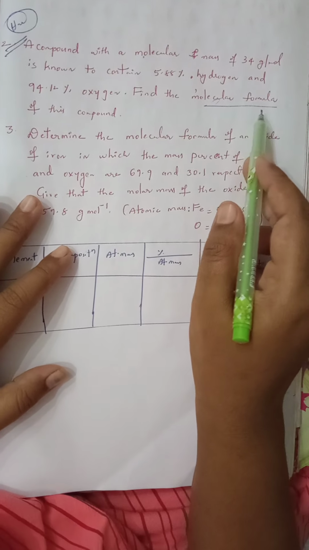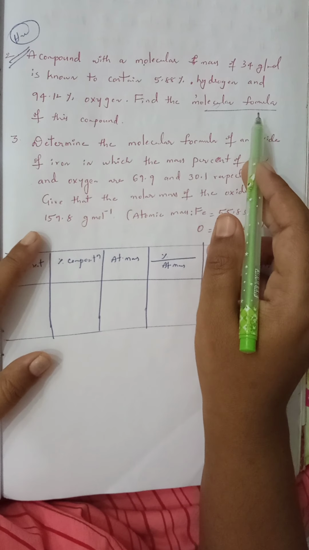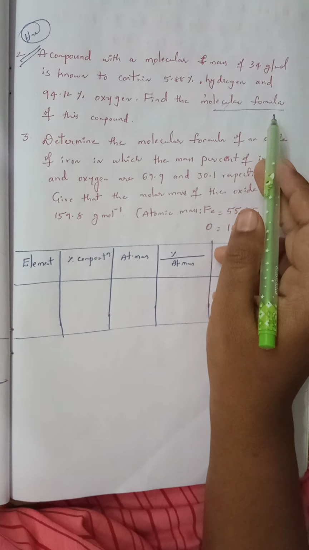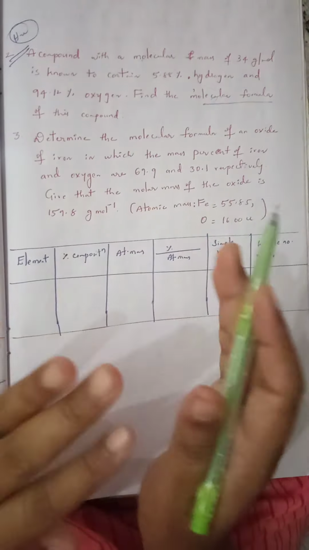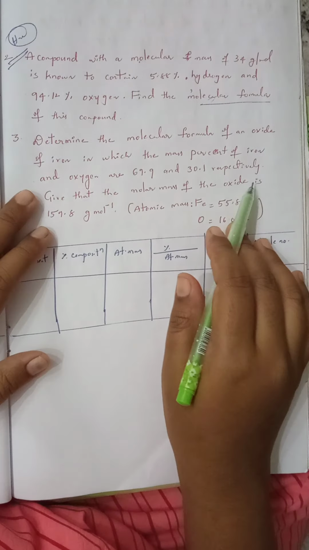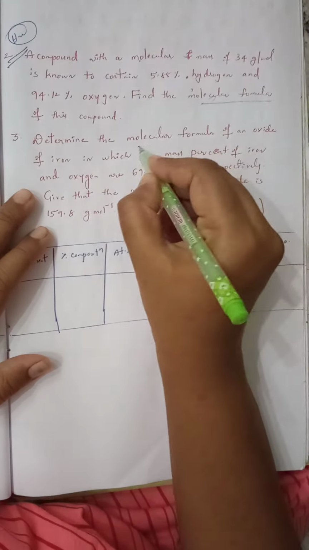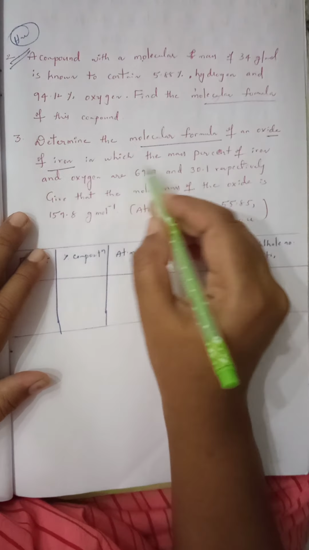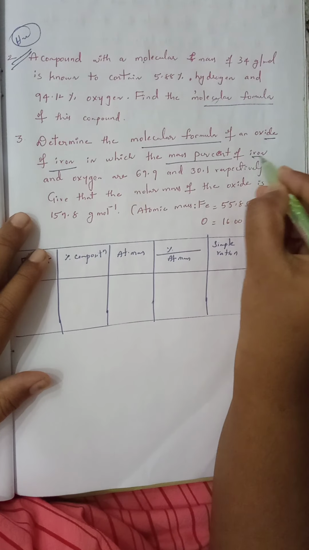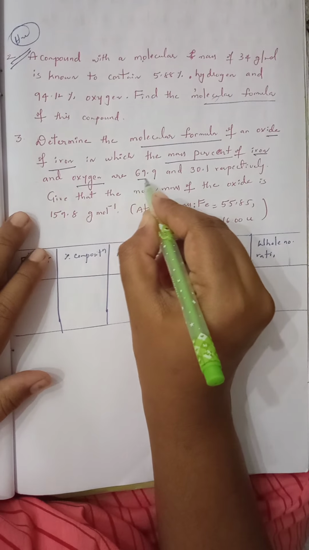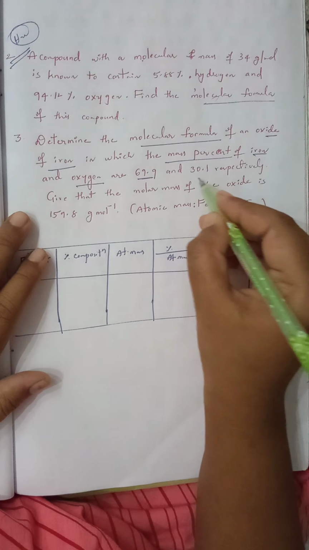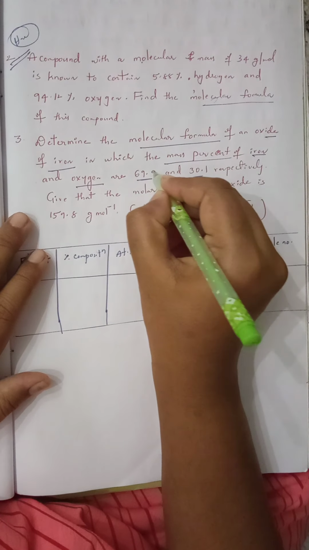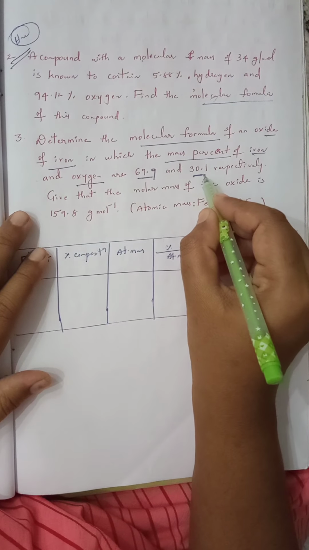To find the molecular formula, first you need to know the empirical formula, then the empirical formula mass, and multiply the empirical formula with N to get the molecular formula. The third one is a little different from the first and second, so I am going to explain it. Determine the molecular formula of an oxide of iron. In this iron oxide, the mass percentage of iron is 69.9 and of oxygen is 30.1.